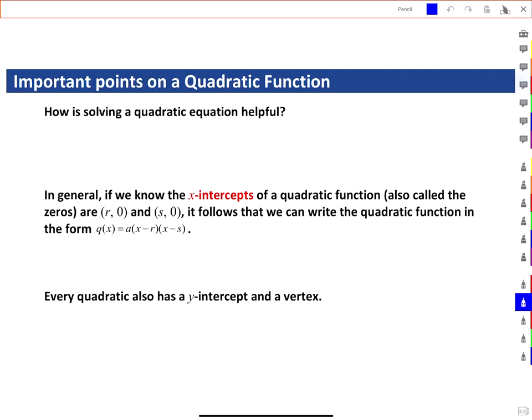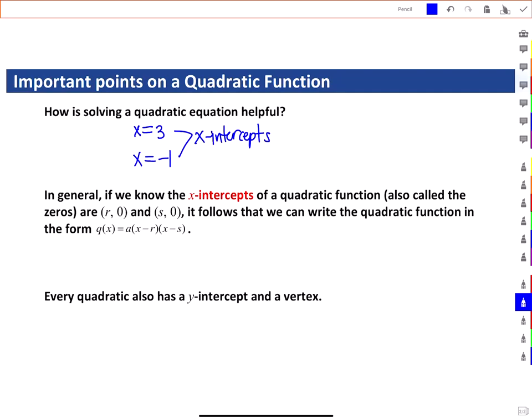I know our last answers were kind of ugly. So let's pretend like we were solving a quadratic equation and we ended up with the solutions of, let's say, x equals 3 and x equals negative 1, for example. Because a quadratic equation is set equal to 0, these are actually considered my x-intercepts.